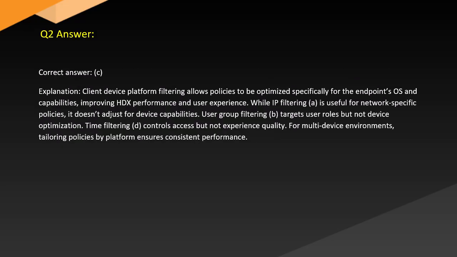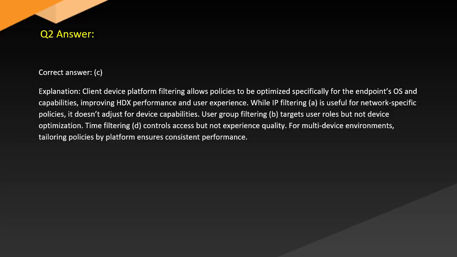Answer. Correct answer: C. Explanation. Client device platform filtering allows policies to be optimized specifically for the endpoint OS and capabilities, improving HDX performance and user experience. While IP filtering, A, is useful for network-specific policies, it doesn't adjust for device capabilities.